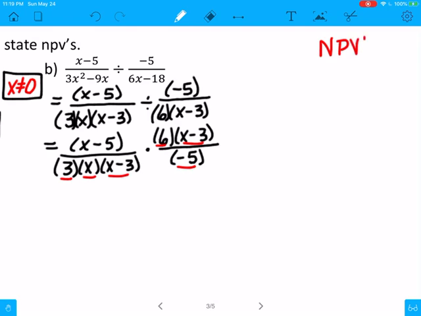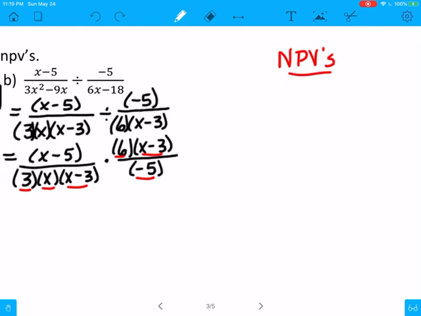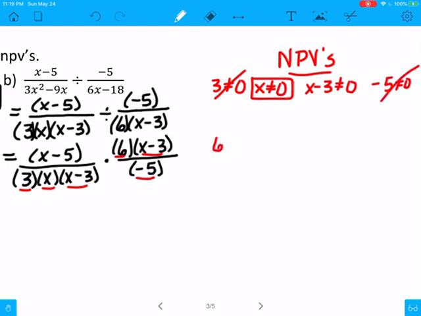So I'm going to do my NPVs. So I have 3 cannot equal 0, which isn't an NPV. I have x cannot equal 0, done. I have x minus 3 cannot equal 0. I have negative 5 cannot equal 0, not possible. I have 6 cannot equal 0, also not an NPV. And I have x minus 3 again, cannot equal 0. If I already have it once, I don't have to state it again. So I'm going to only do the top one up here.